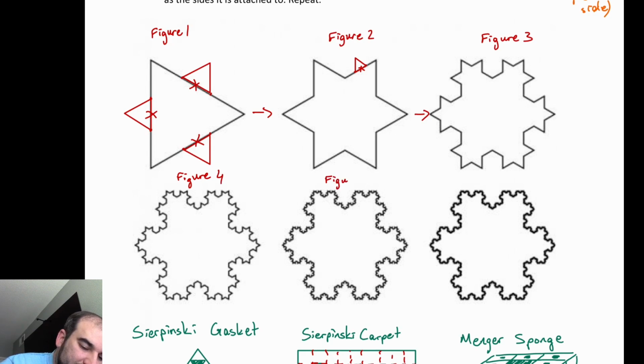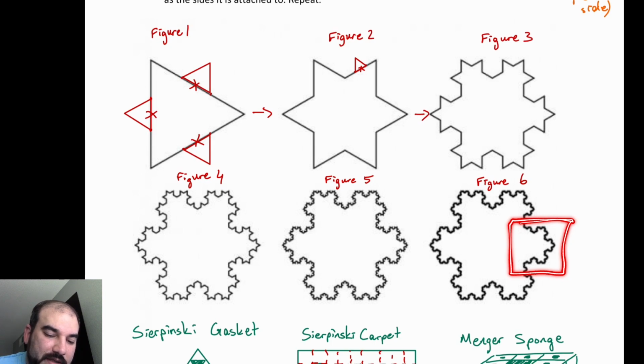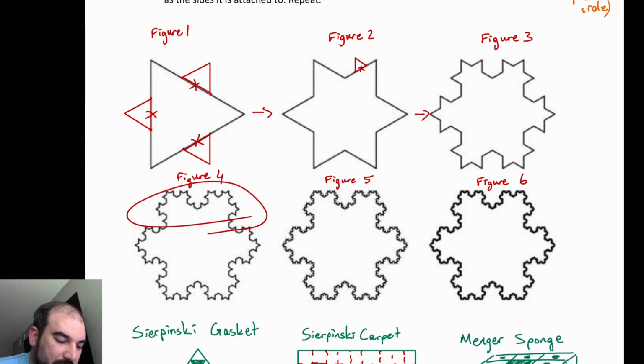Figure 5, and figure 6, where you can't even tell what the sides look like anymore because it's so fuzzy and there's not enough pixels on the paper to show what the triangles or what the points look like on this snowflake, right? But if we were to zoom into this part of the snowflake, it would look exactly the same as this part of the snowflake does now, right?